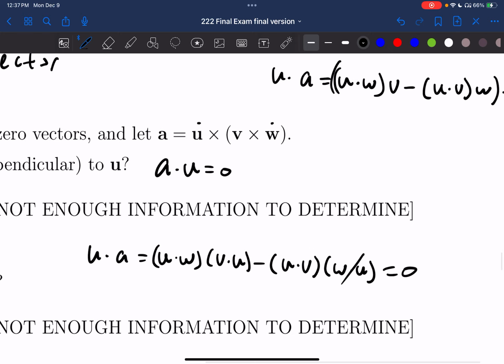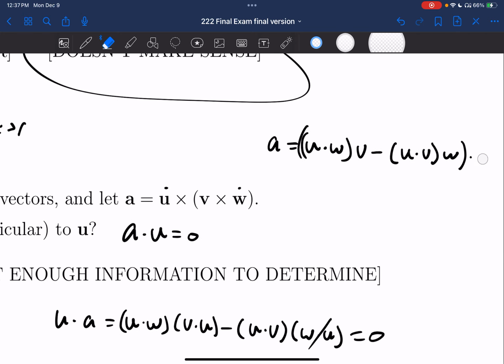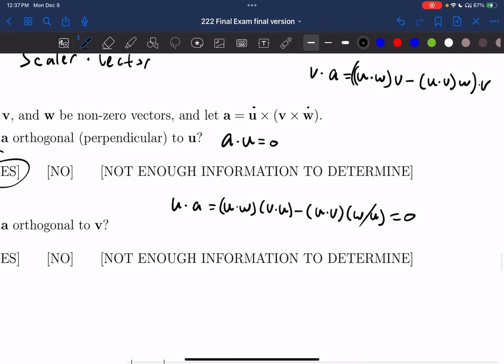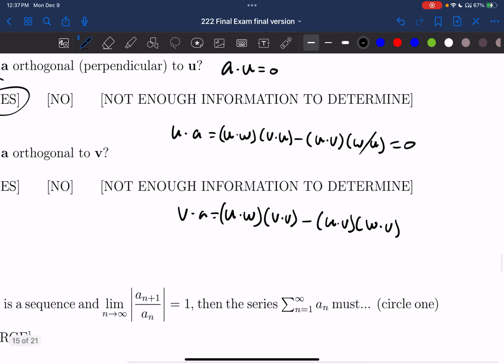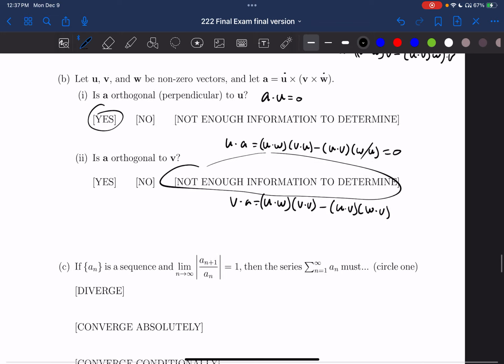Is A orthogonal to v? Is A orthogonal to v? So now, think about it like this. v dot A. Now what do we have? Now we have v dot A is equal to u dot w times v dot v, minus u dot v times w dot v. We don't have enough information to tell if this is going to be equal to 0 because they're not all equal. Therefore, there's some possibility that this is not equal to 0. Therefore, we don't have enough information.